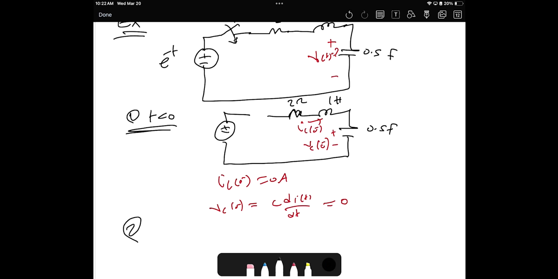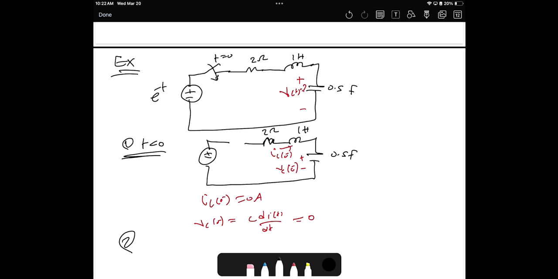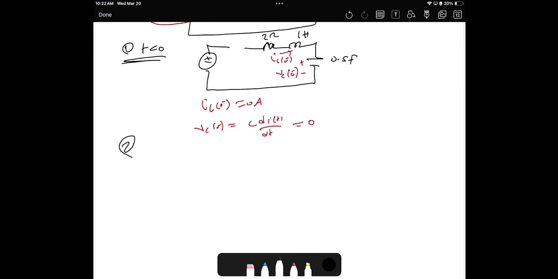Step number 2, we need to convert this into the s domain. But we have a switch. How can we get rid of the switch? The switch and that source will be as u of t, right? So it will be e to the negative t u of t. So I'm going to modify the time domain circuit here. It will be e to the negative t u of t volts.